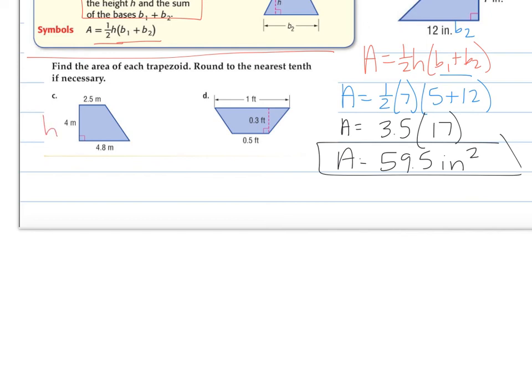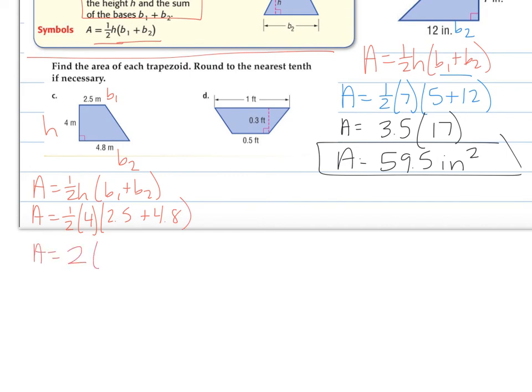Label your parts. Height, base sub 1, base sub 2. Formula is half the height times the sum of the bases. Plug in what you are given. Height of 4, base 1 plus base 2. Half of the height is 2. Sum of the bases, you're going to add those together. You're going to add 2.5 plus 4 8/10 for 7.3. You're going to multiply that by 2 for 14 6/10 square meters.